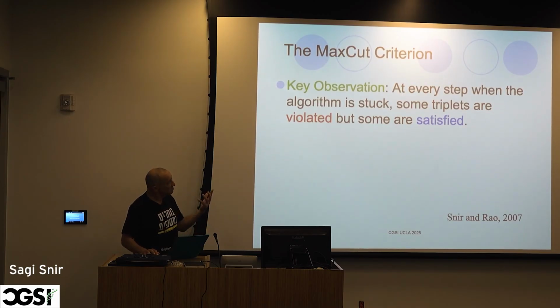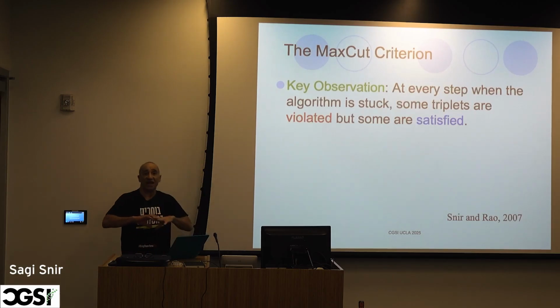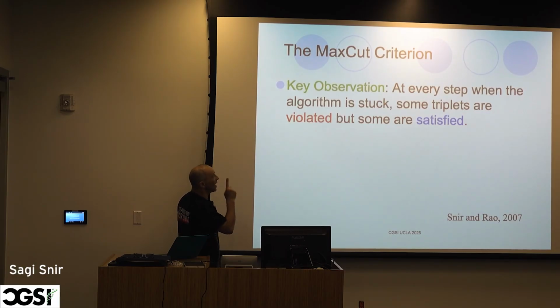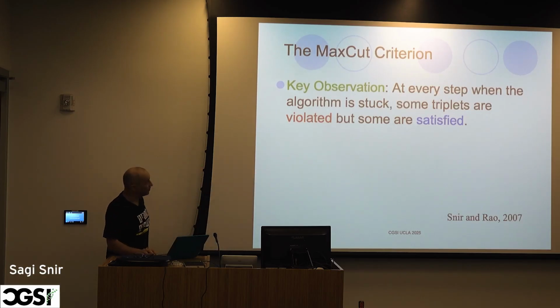So then let's have a look at some intuition that gives an entirely different approach. At every step, when the algorithm is stuck, one connected component, a conflict, some triplets must be violated. However, some are satisfied. Some can be satisfied. Let's not ignore them. There is more signal in the input that is ignored by the min cut, that we want to take into consideration.